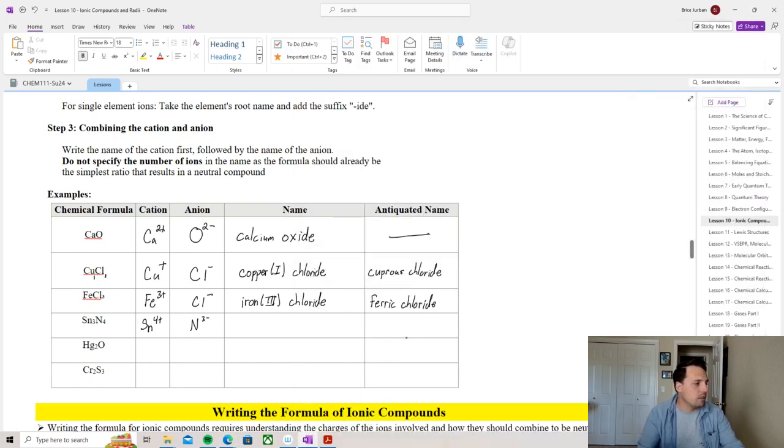Hopefully you do. But basically what we're doing here is just taking those subscripts and trying to cross them to figure out what our superscripts are. And we'll do the opposite in just a minute. Well, this would become tin(IV) nitride, where 4 is written in Roman numerals as IV. The old name of this would be stannic nitride.